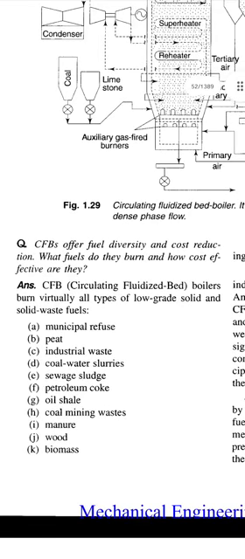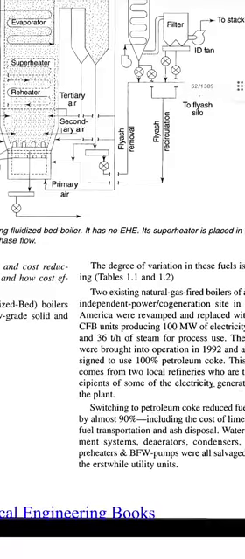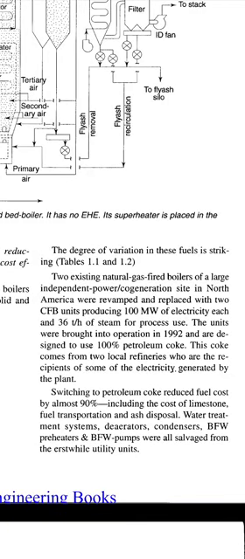The next question: CFBs offer fuel diversity and cost reduction. What fuels do they burn, and how cost effective are they? Answer: CFB, circulating fluidized bed boilers, burn virtually all types of low grade solid and solid waste fuels: municipal refuse, peat, industrial waste, coal water slurries, sewage sludge, petroleum coke, oil shale, coal mining waste, manure, wood, biomass. The degree of variation in these fuels is striking.